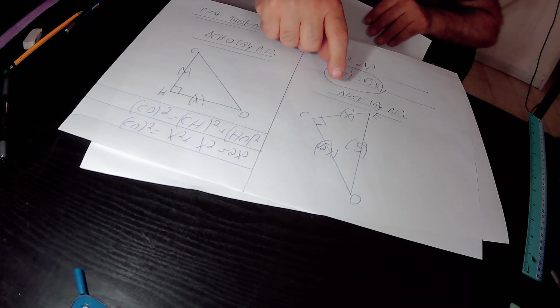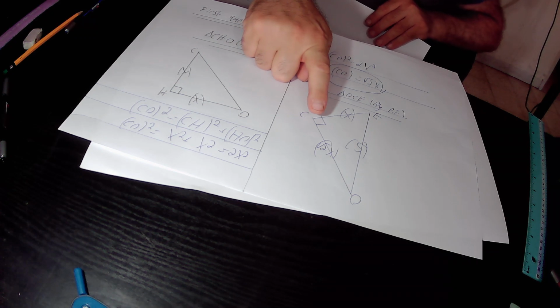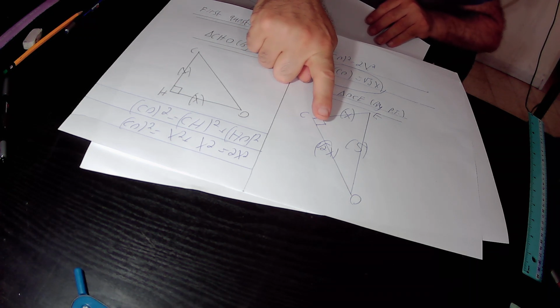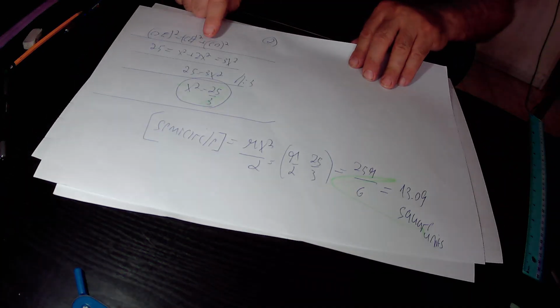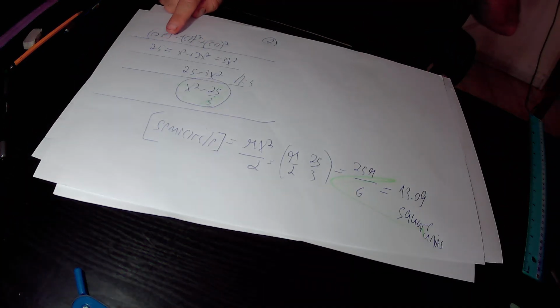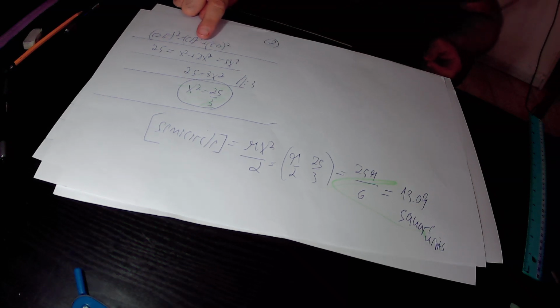CO is the square root of 2 times X, therefore CO squared is the square root of 2 times X squared, that is actually 2X squared. So in total, 25 equals X squared plus 2X squared. X squared plus 2X squared is 3X squared.